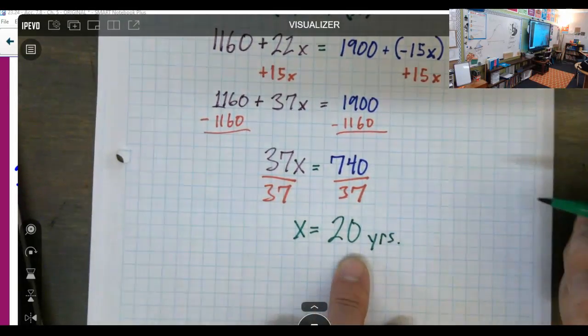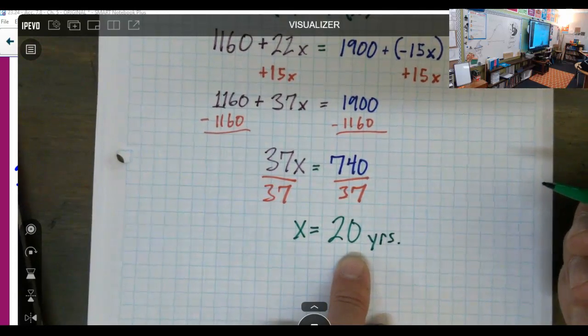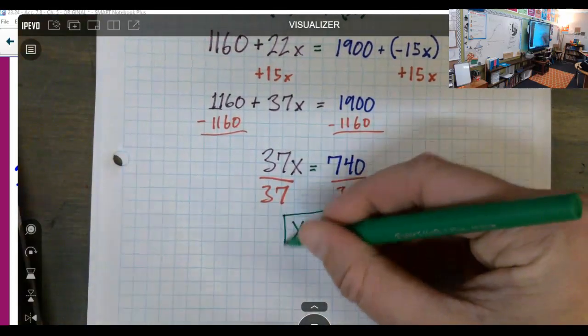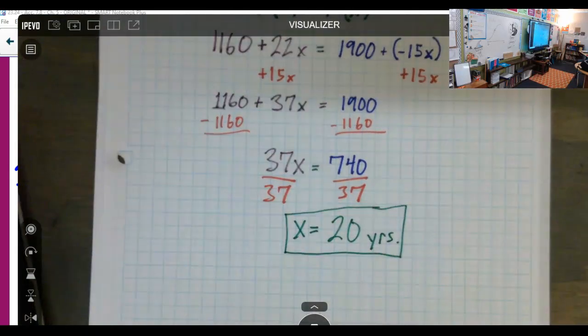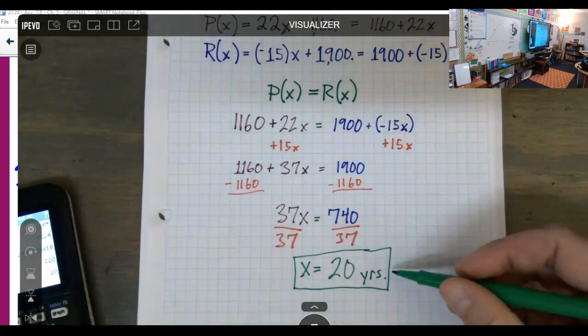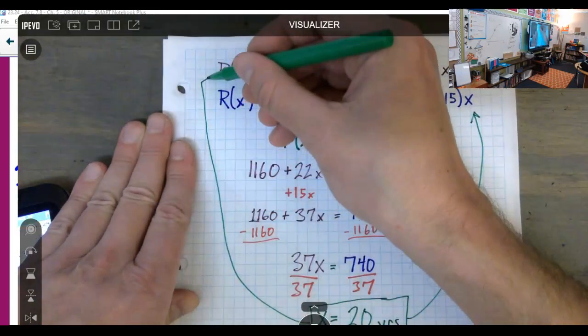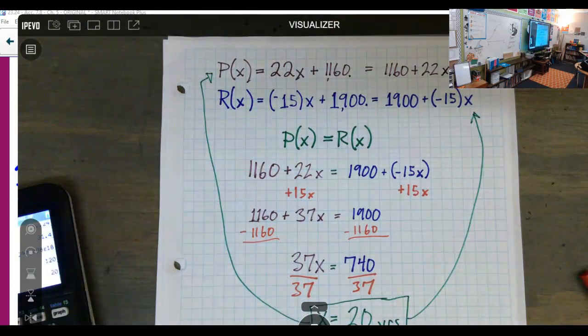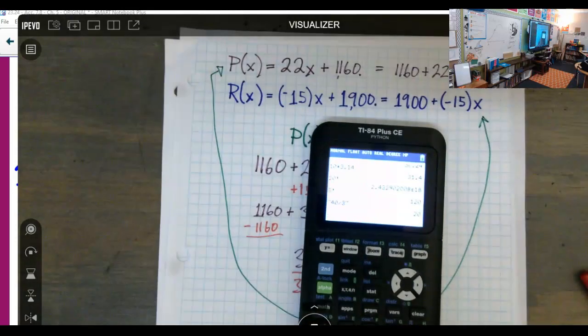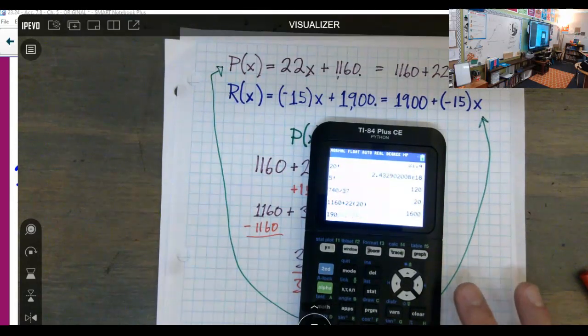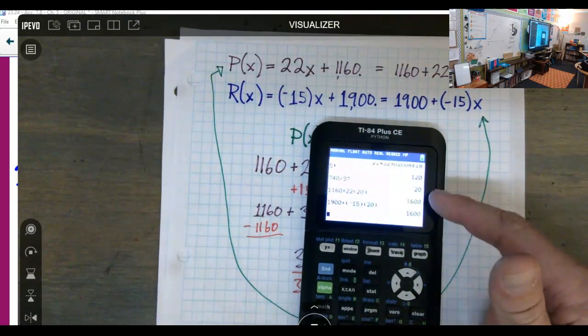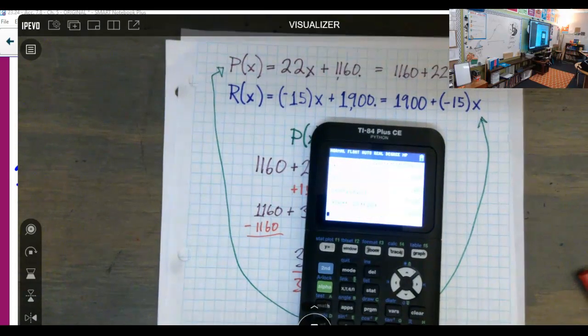So hold up, we're not done yet though. Figure out how many kids. We need to plug the x back in. You don't need a new problem, because you have it written down. You can plug it into your Richmond, or into your Post Falls, because they should be equal to each other. So 1160 plus 22 times 20 should be equal to 1900 plus negative 15 times 20. They should be equal, and they are, so we like it.